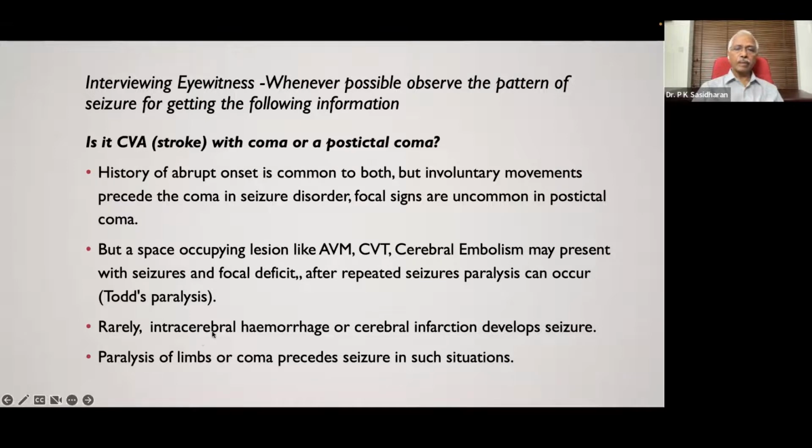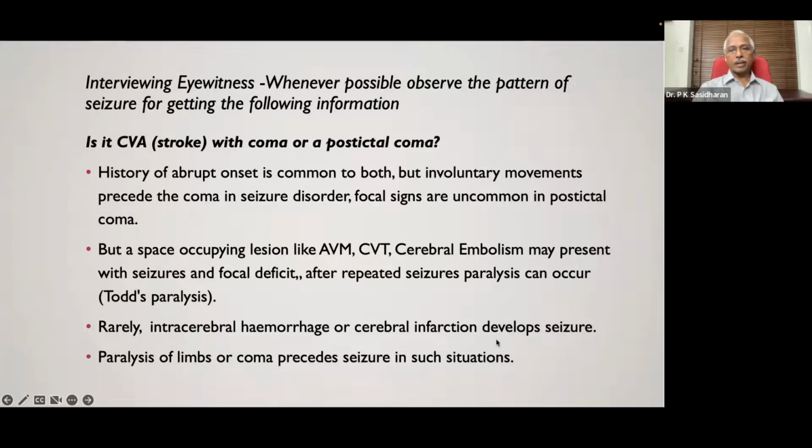Rarely do intracerebral hemorrhage or cerebral infarction develop seizures. This is because most of the typical intracerebral hemorrhages are deep-seated. They are not anywhere in the cortex. That is why, as I mentioned before, it is the embolism that more often presents with seizures. Most often it is cerebral thrombosis with seizures. But intracerebral hemorrhages are not a common cause for seizures because the sites are deep-seated and will not usually irritate the cortex. You need to have a lesion near the cortex to get a seizure disorder.